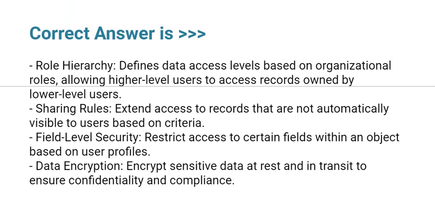Sharing rules extend access to records that are not automatically visible to a user based on criteria. Field level security restricts access to certain fields within an object based on user profiles. Data encryption encrypts sensitive data at rest and in transit to ensure confidentiality and compliance.